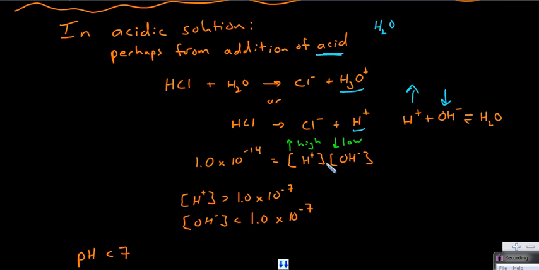We see that there's an inverse relationship between the concentration of protons and hydroxides, because multiplied by each other, they give a constant. So increasing the concentration of protons decreases the concentration of hydroxides by consuming those hydroxides. And so our concentration of protons is greater than 1.0 times 10 to the negative 7, and hence, our hydroxide concentration must be lower than it was in a neutral solution. It will be less than 1.0 times 10 to the negative 7.